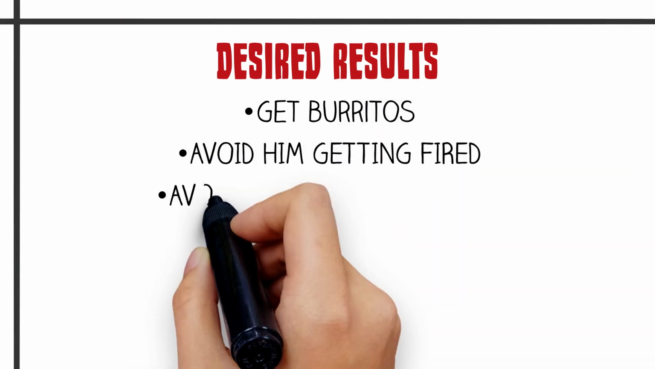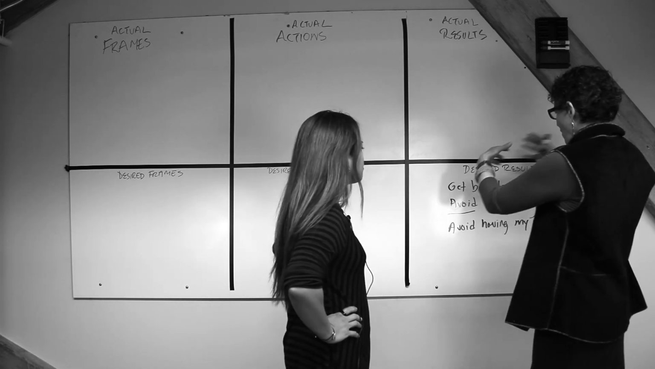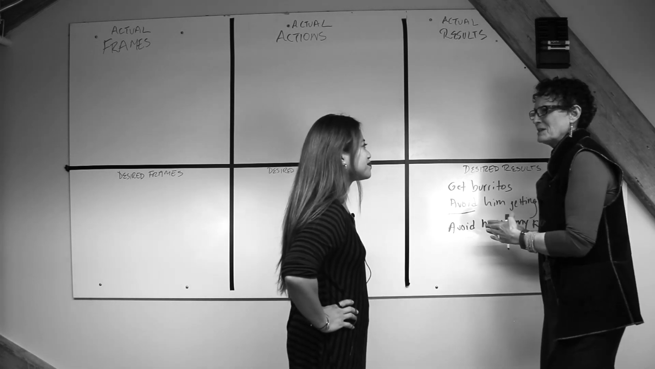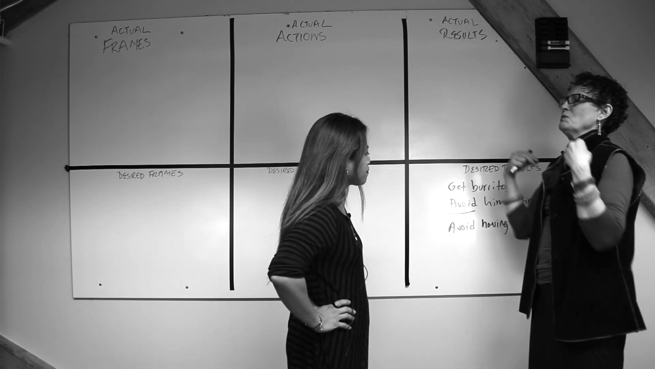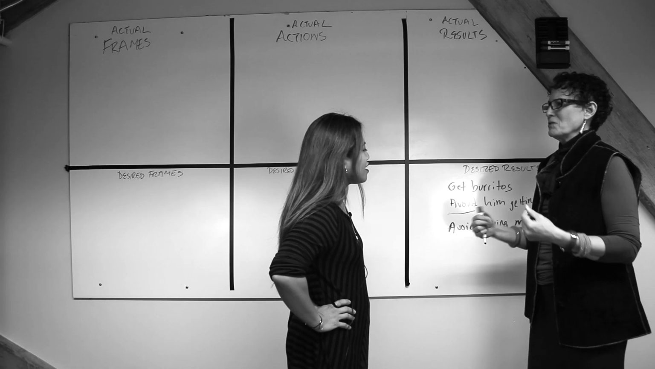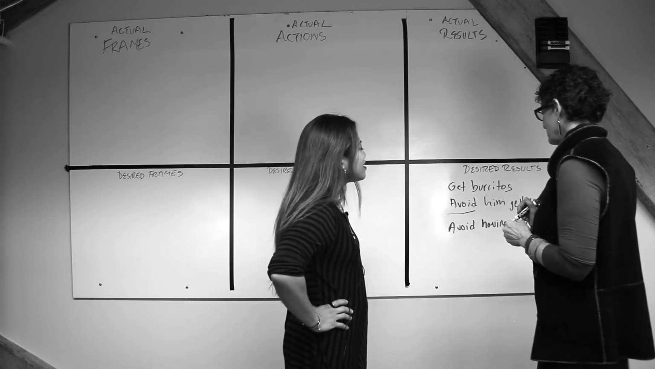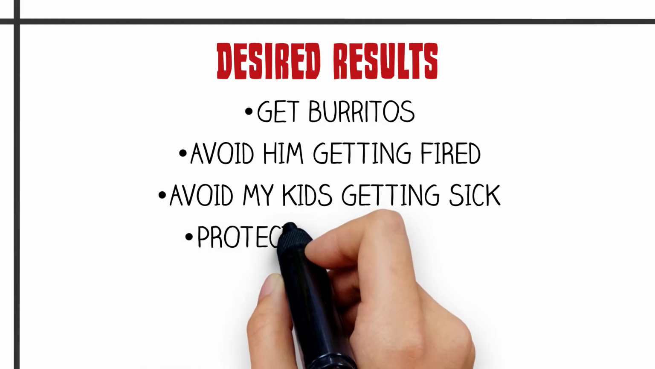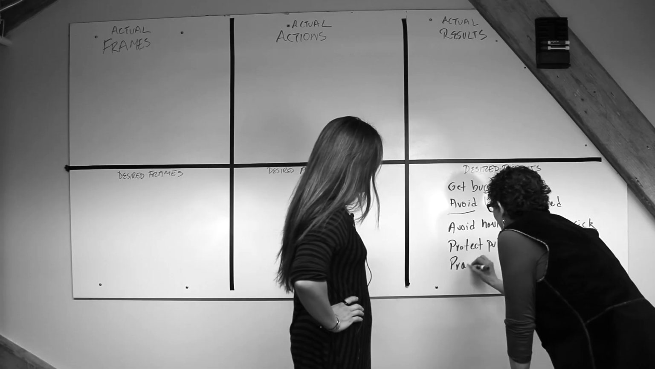Well, I think the first thing was I wanted to get burritos for the kids. I did not want him to get fired. I definitely did not want my kids to get sick. Sometimes when we work on these cases, it all seems very clear in the moment. It's helpful to sometimes add in this box, what would you now wish as outcomes, like 20/20 hindsight? Yeah. Protection of public health, practicing what I preach, which is speaking up.